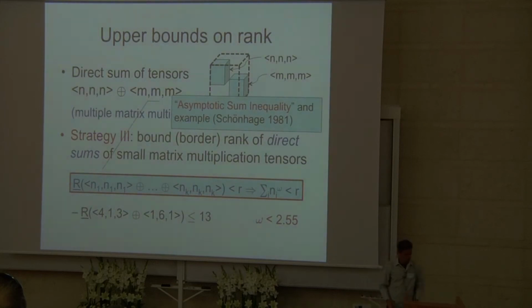Okay, so now we can bound the border rank of tensors. We can bound the border rank of lots of independent copies of matrix multiplication tensors all together. And so this is the first.